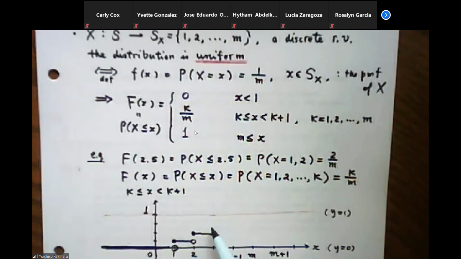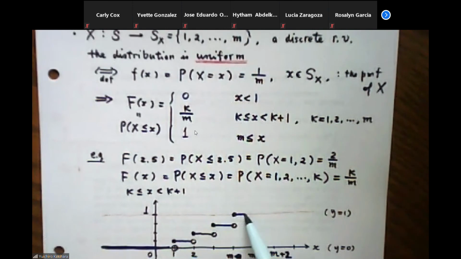What? Am I wrong? Yeah, I'm wrong. I know. This is the one. And then the next step is this one. So this is m plus 1. This is m plus 2. Okay, so this is m minus 1.